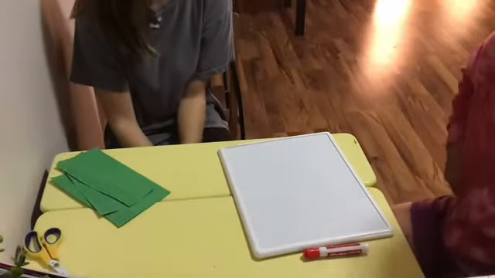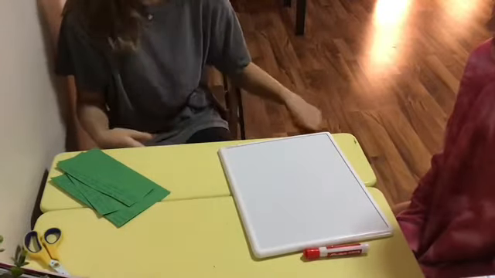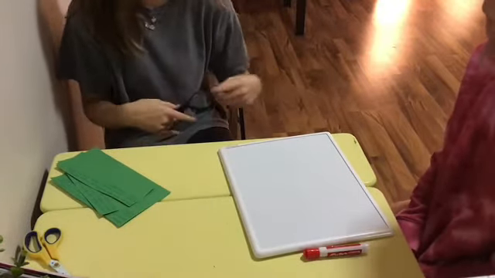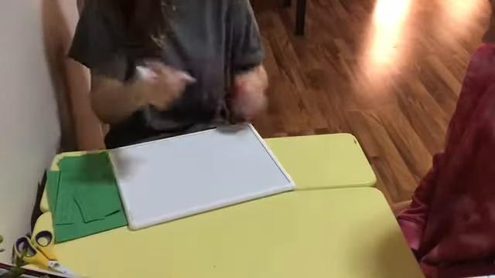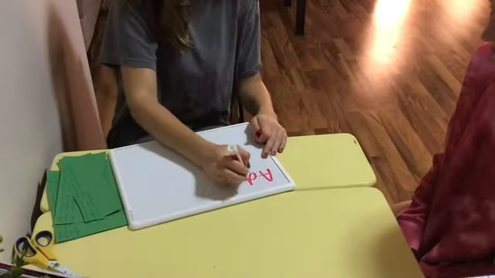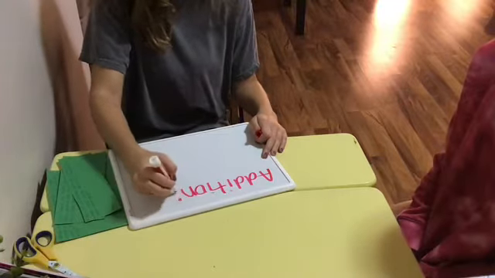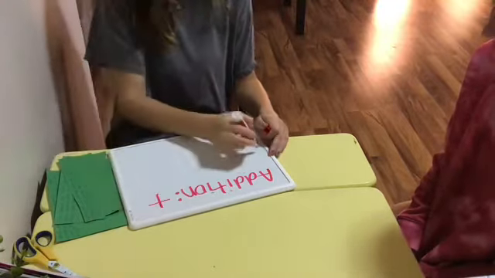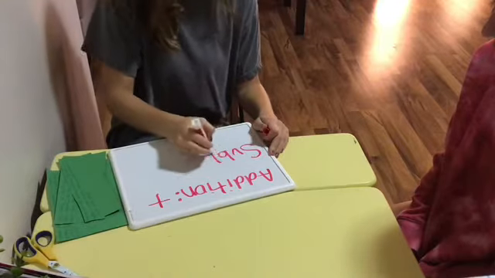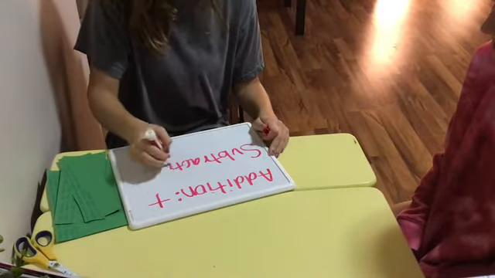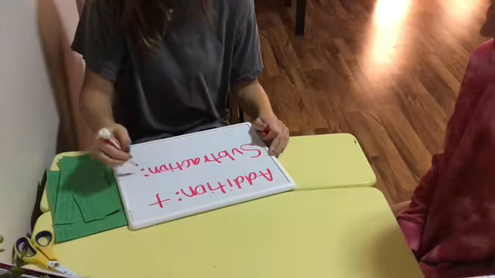Okay, so today our learning objective is choosing the right operation to solve a word problem. The word problems that we're going to work with today are addition and subtraction. So addition, what sign do you use for addition? The plus sign. Good job. And what sign do you use for subtraction? The minus. The line. Good job.